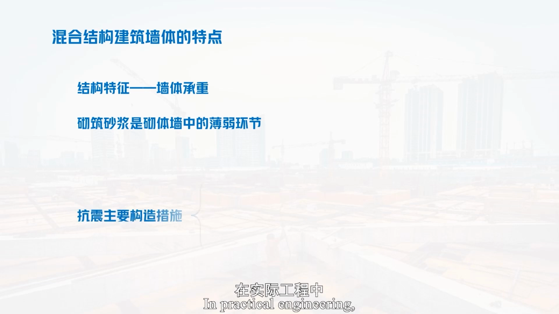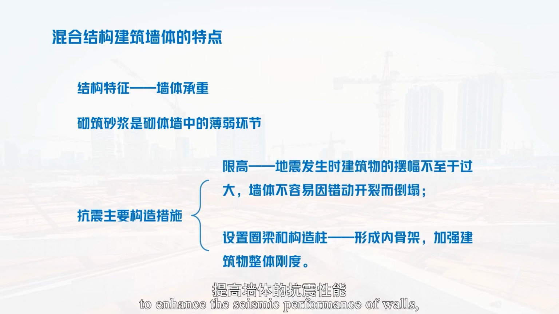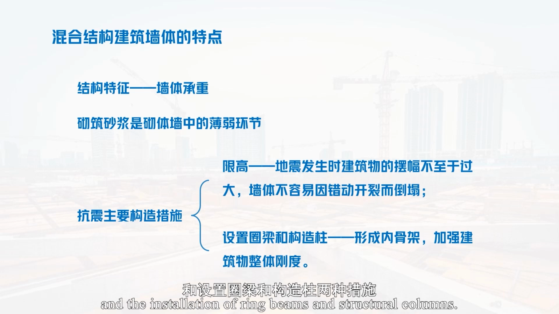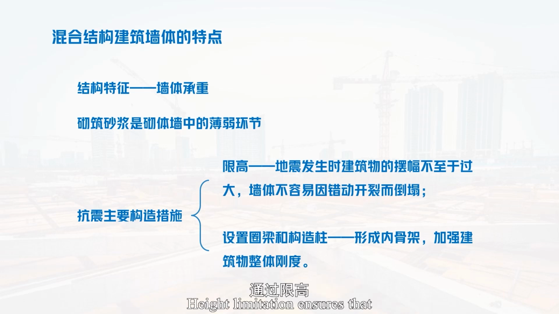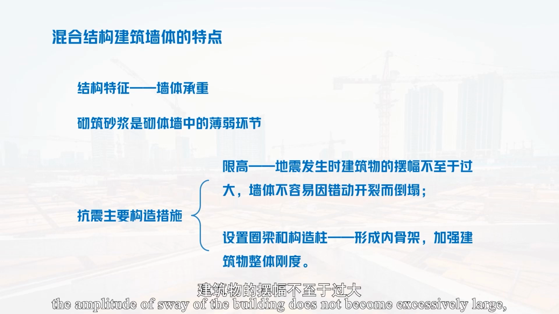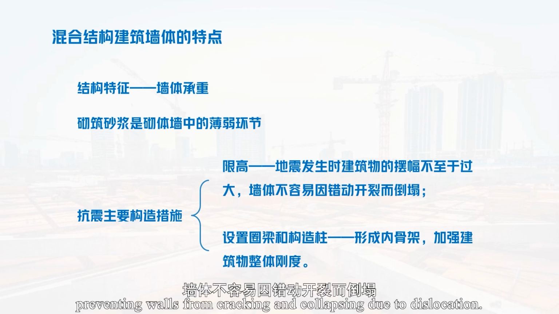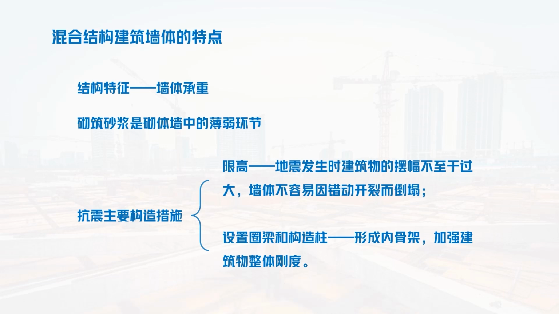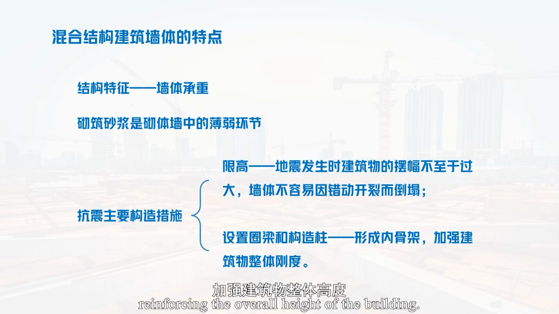In practical engineering, to enhance the seismic performance of walls, two measures are commonly adopted: height limitation and the installation of ring beams and structural columns. Height limitation ensures that, during an earthquake, the amplitude of sway of the building does not become excessively large, preventing walls from cracking and collapsing due to dislocation. Additionally, the installation of ring beams and structural columns forms an internal skeleton, reinforcing the overall height of the building.